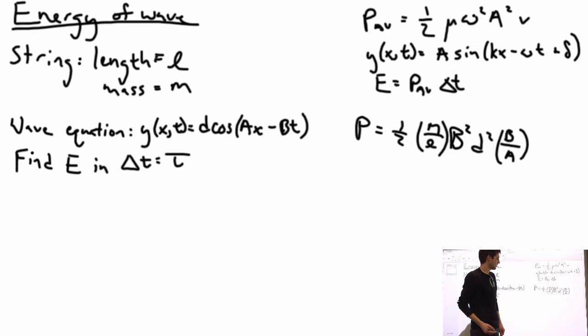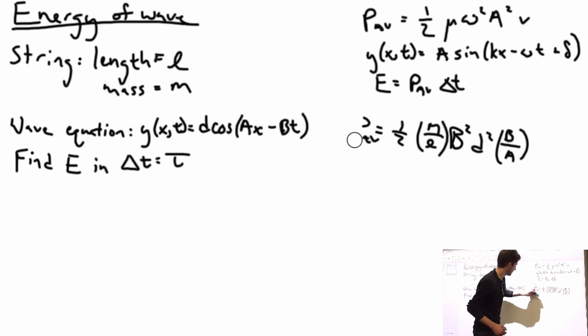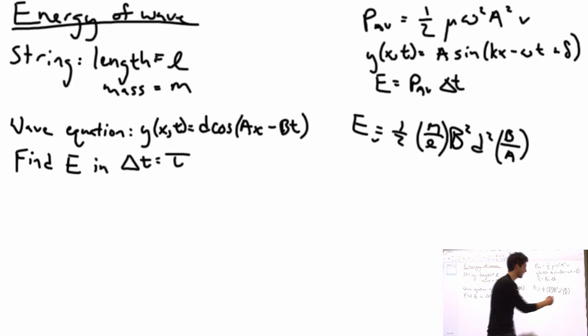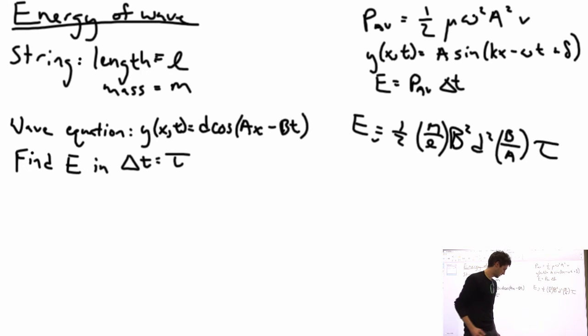And then, just like we said before, we're just going to take this power average and we're going to multiply by delta t, which we call tau. So I'm going to rename this right here to be energy, and I'm going to throw in a time change tau. And once we have this, we're all done with the problem. That's our answer. That's all we have to do.